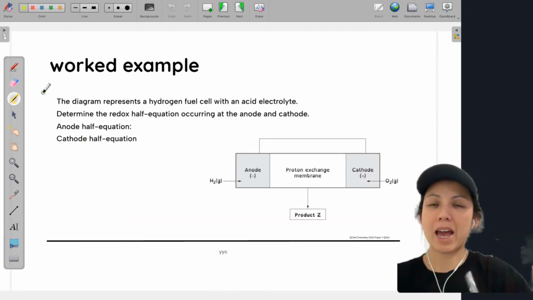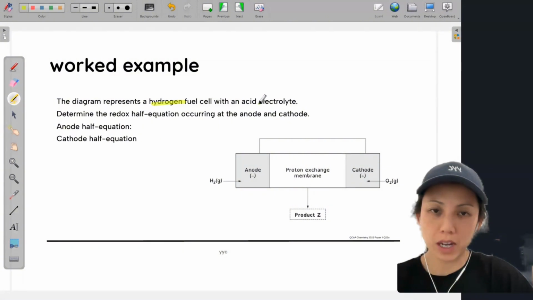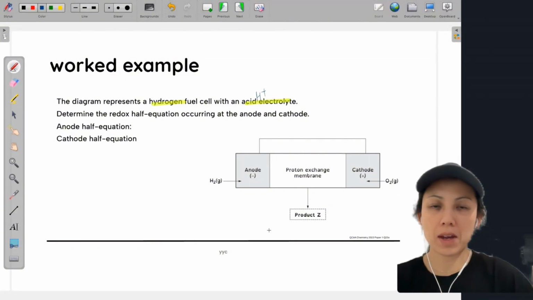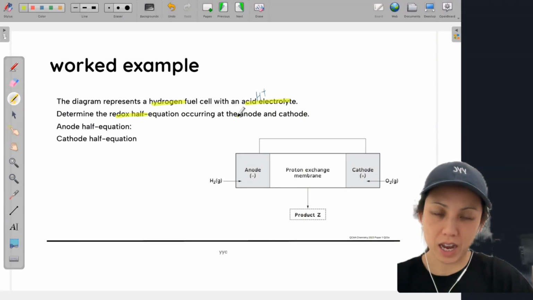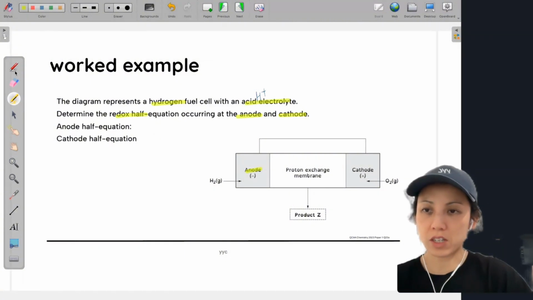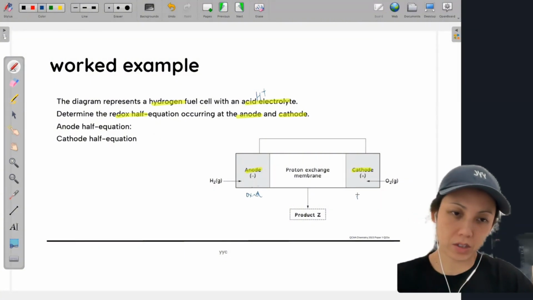So let's have a look at how to actually deconstruct a normal fuel cell. We have a hydrogen fuel cell with an acid electrolyte. That just means that in the electrolyte, I'm thinking about having the hydrogen ions. I have to figure out what the redox half reactions are at the anode and the cathode. Now, at the anode here, we know that oxidation is going to happen. At the cathode here, I know that reduction is going to occur.